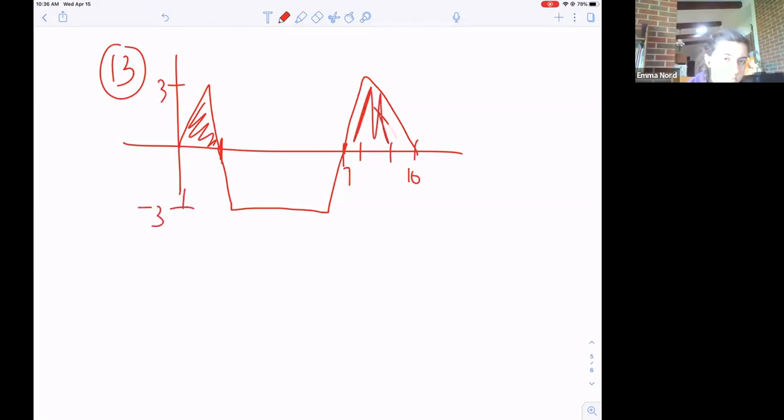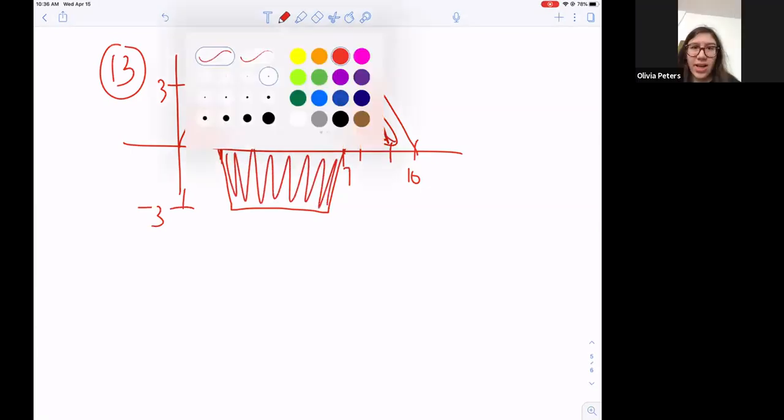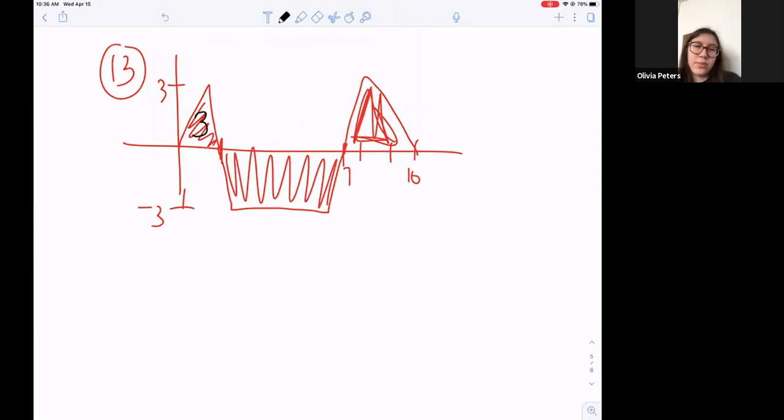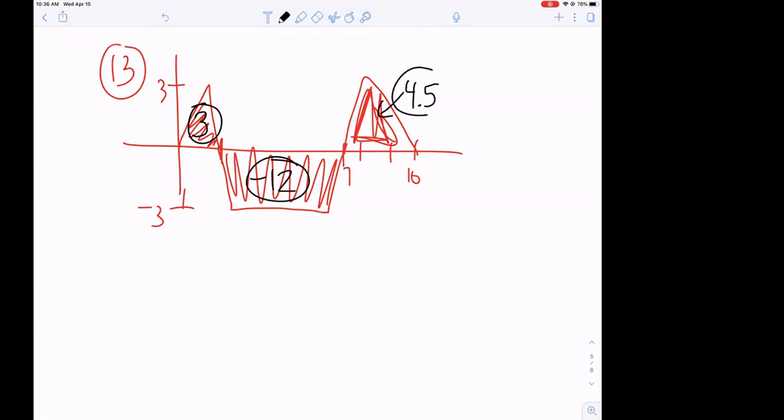So anybody have one of those areas for us? The first one is triangle 3. The trapezoid is negative 12. And then it's 9 halves for the other triangle. If I did my math correctly, 4.5. I think you're probably right. Yeah, because this would be a base of 3, and this is a height of 3, and 3 times 3 is 9 divided by 2. Yep, and this one was 2 times 3.